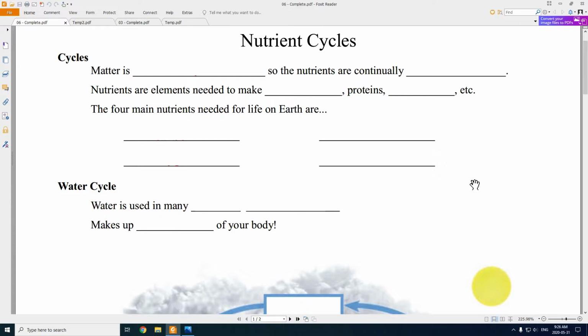There's also other cycles that happen, and we call these ones the nutrient cycles, right? That was dealing with energy. Now we're going to deal with matter. So we're going to talk about the water cycle and the carbon cycle.